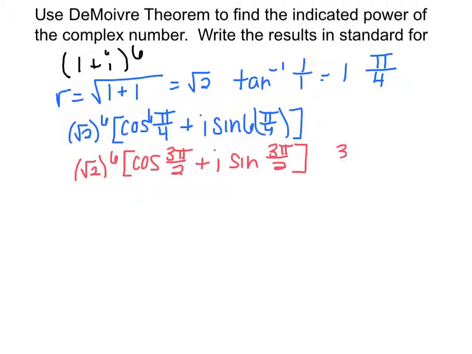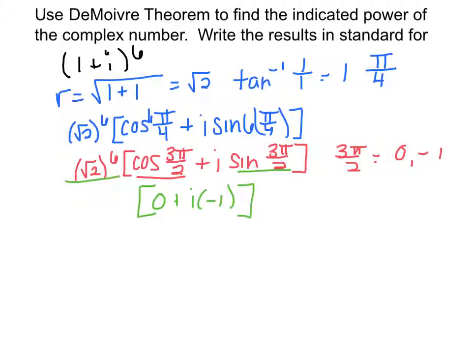Now the 3 pi halves terminal point is 0, negative 1. So I'm going to replace the cosine with 0, and I'm going to replace the sine with negative 1. When I simplify this piece right here, I get 8. So 8 times 0 is 0, minus 8i. So my final solution here is negative 8i.